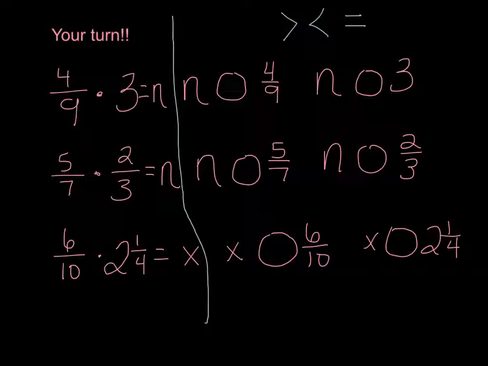Okay, we can go ahead and check your work. In the first situation, we know n will be greater than the fraction and less than the whole number. In the next situation, n is going to be less than both factors, less than both fractions. And in the bottom, we have that x, rather than n, will be greater than 6/10, but it's going to be less than 2 1/4.